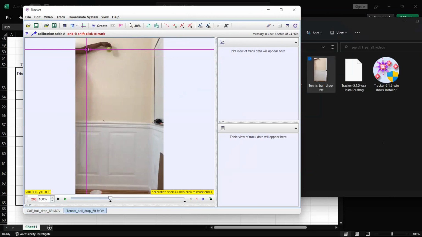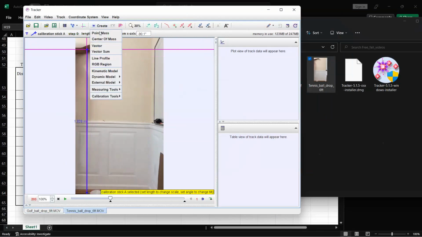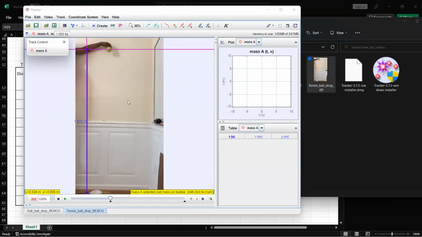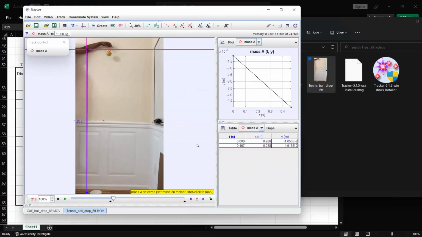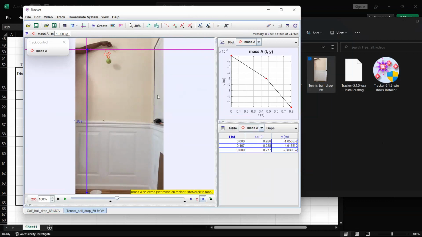Shift and one click, exactly at 0 point, shift and one click, ground here, should be 1.829 meters, create point mass, shift and one click, center of the ball, then we'll move this 2 frames at a time, until it goes away from the previous point, shift and one click. This should be Y position. Shift and one click. We'd like again to a later point.